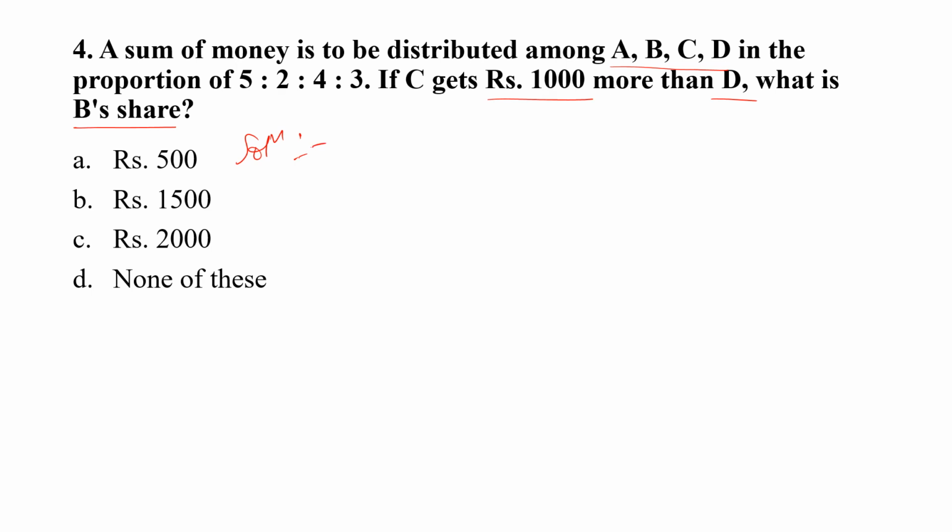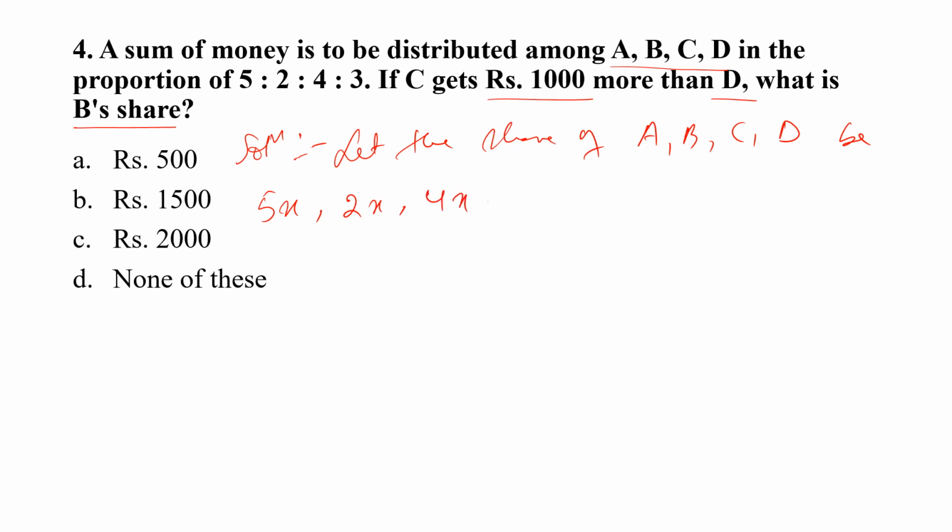Solution. Here, let the share of A, B, C, D be in this ratio 5x, 2x, 4x, 3x respectively. That means the share of A is 5x, share of B is 2x, share of C is 4x, share of D is 3x. So here the question says, if C gets 1000 rupees more than D, we have to find the share of B.